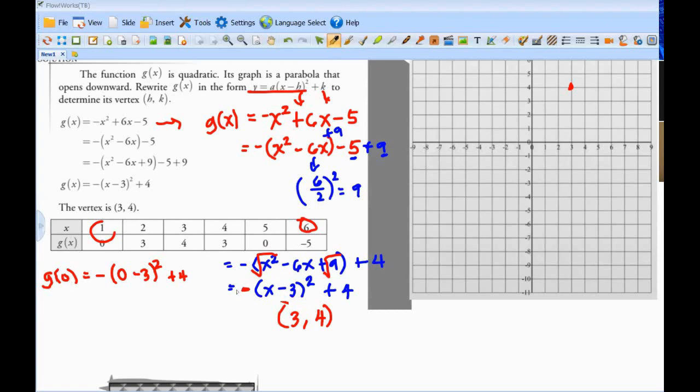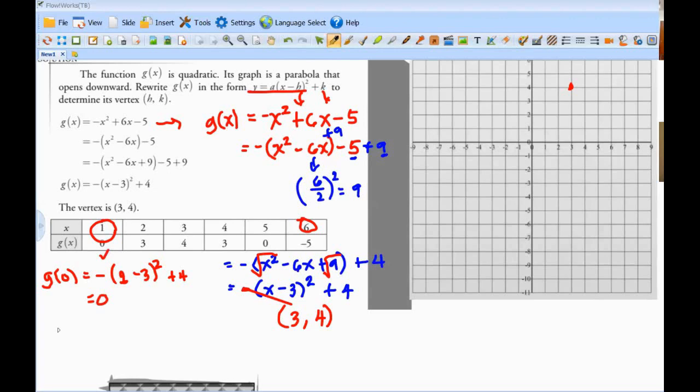All right, sorry, let's start with 1, because the x is from 1 to 6 only, without 0. Let's start with 1. So 1 minus 3 is negative 2. Squared is 4. Negative 4 plus 4 will be 0. You can start entering on your calculator. That's why this is 0.